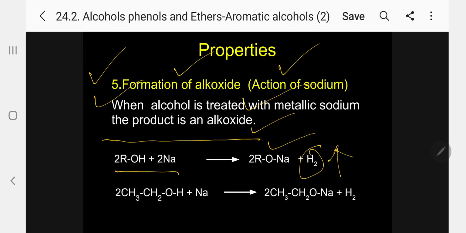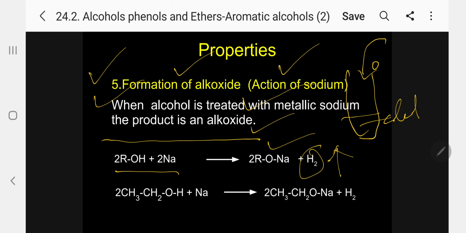So, action of sodium, how can we use it as a test? In a test tube, you take alcohol and add a piece of dry metallic sodium. Normally, metallic sodium is preserved in kerosene, a chemically inert, cheaper solvent. So after taking it out, press it in a filter paper to dry, and then add it into the alcohol.